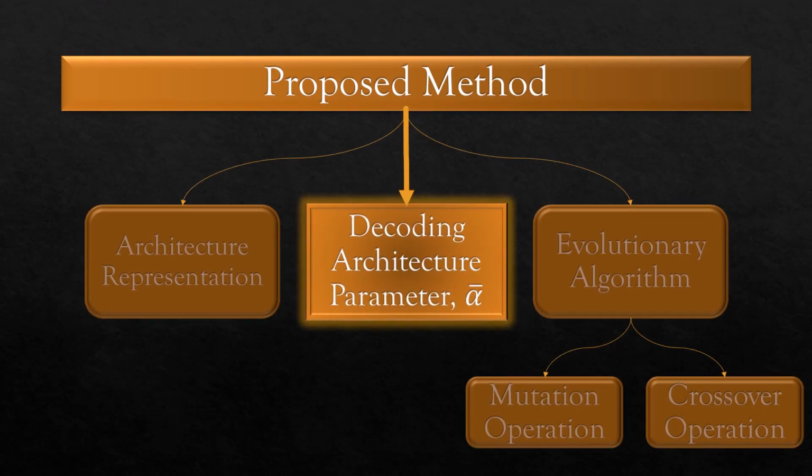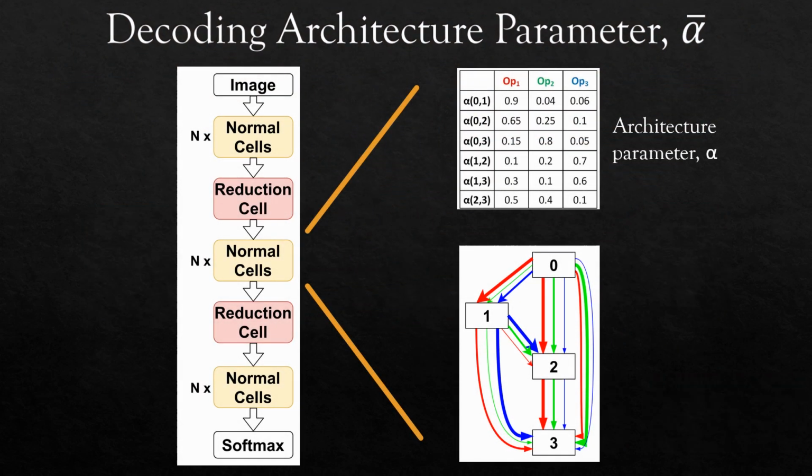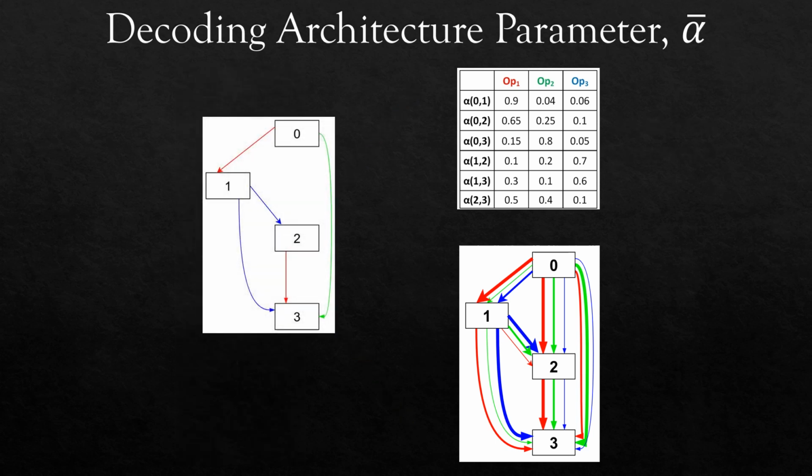Next is the decoding architecture parameter. As shown earlier, the one-shot model is the supergraph containing all architectures as the subgraph. The decoding architecture parameter is used to select an architecture in the one-shot model. Let's say we want to select this particular architecture in the one-shot model.